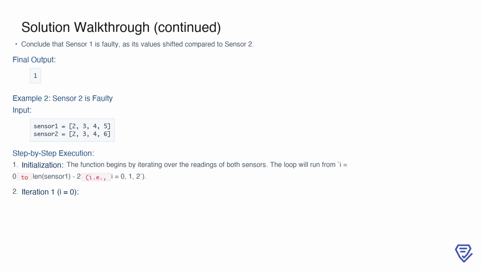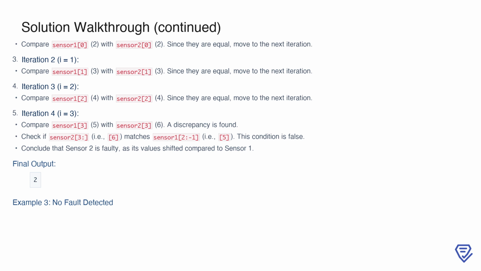Similarly, in the second iteration, the values at index 1, 3 for both sensors match, so the function progresses further. At index 2, the readings of 4 from both sensors are still identical, allowing the loop to proceed to the final iteration. However, at index 3, a discrepancy arises: sensor 1 reports 5 while sensor 2 reports 6. Upon detecting the mismatch at index 3, the function checks whether the remaining values from sensor 2 align with the shifted values of sensor 1.